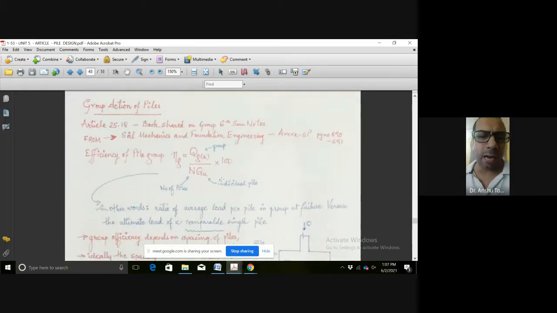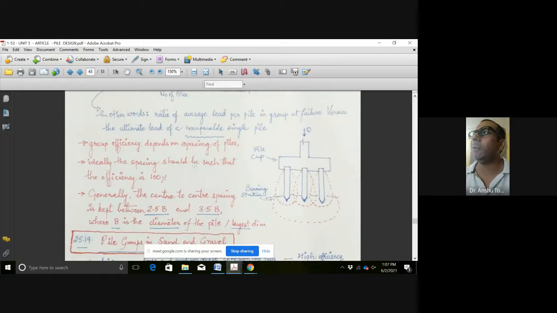Now our next article is group action of piles. Up till now we were discussing only the bearing capacity of the individual piles. So for group action of piles, there are actually two criteria, as you can see even from the figure here. So this is the behavior in group action.